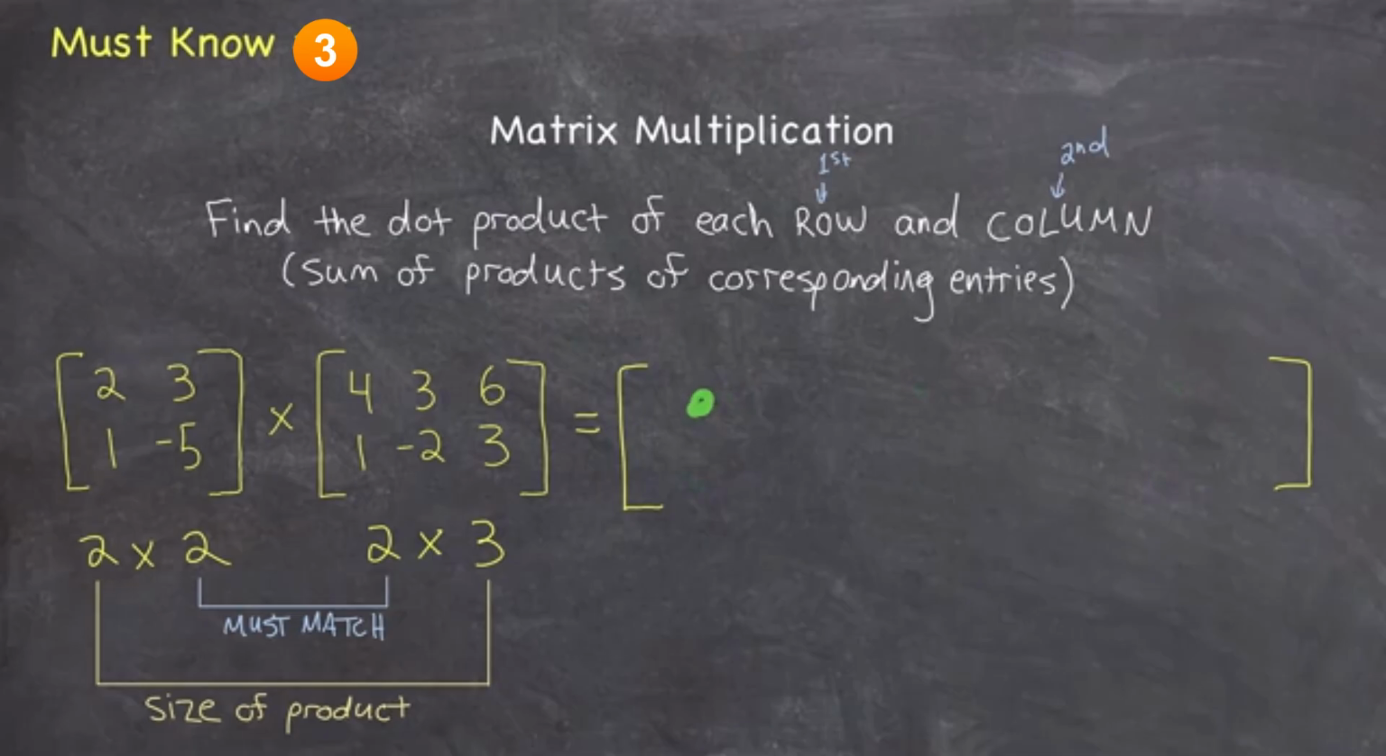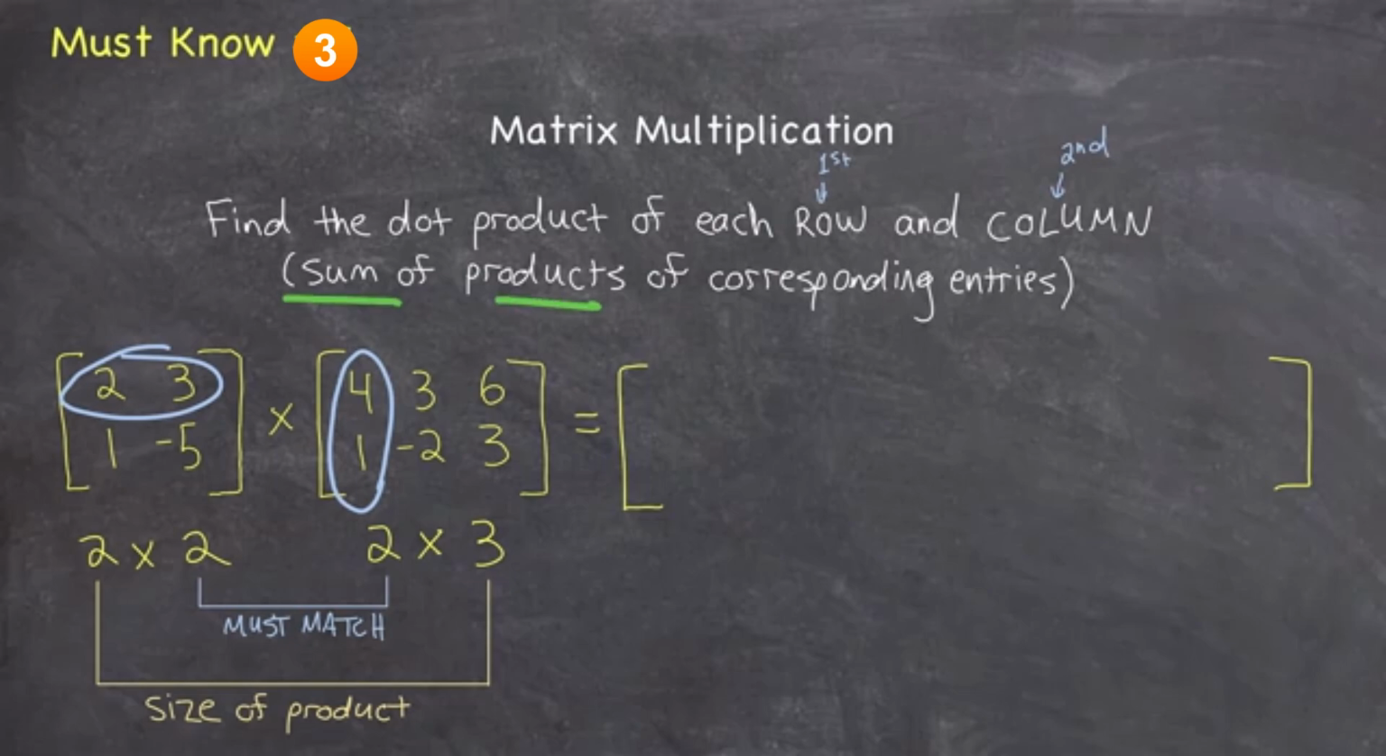To find the entry that goes in row 1, column 1, I find the dot product of row 1 from my first matrix and column 1 of my second matrix. And to find that dot product, I find the sum of the products of their corresponding entries. So the first entry in the row times the first entry in the column, 2 times 4, plus the second entry in the row times the second entry in the column, 3 times 1. And then I'll just repeat this process 5 more times.